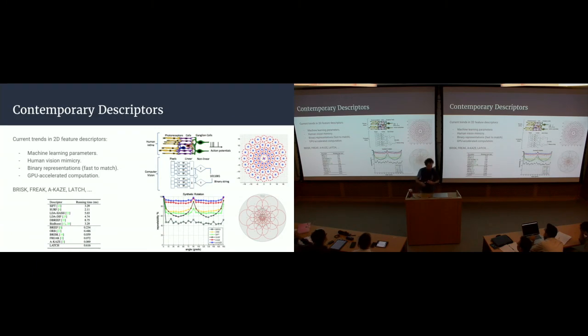So what people are doing now in feature descriptors, trying to find things that will be fast, is using machine learning to tune some of the parameters, mimicking human vision, like in FREAK for example, and using binary representations instead of just floating point numbers, because binary is much easier to compare in CPUs, and using the GPU to do some acceleration. So basically, all of the usable SIFT detectors now run on the GPU.